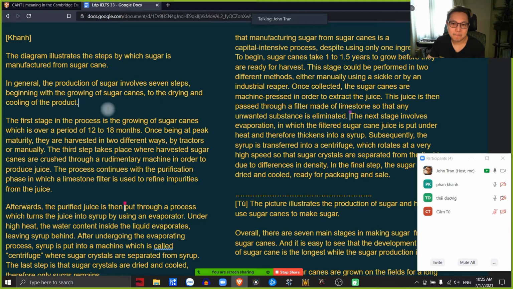Okay. Good. The first stage in the process is the growing of sugarcane, which is over a period of... Okay. Good, good, good. Once being at peak maturity, they are harvested. They here are sugar canes. They here refers to sugar cane.